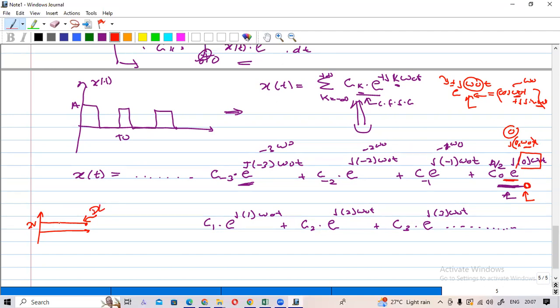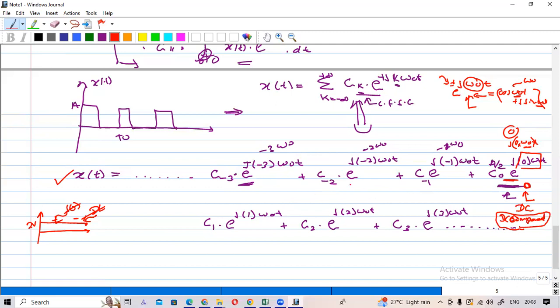So for a DC value, what is the frequency? The frequency is 0, no? DC means frequency is 0. So frequency is 0 means this is DC. This is the DC component of our signal. That is A divided by 2. Okay, so this is it. Practically, we can see this.